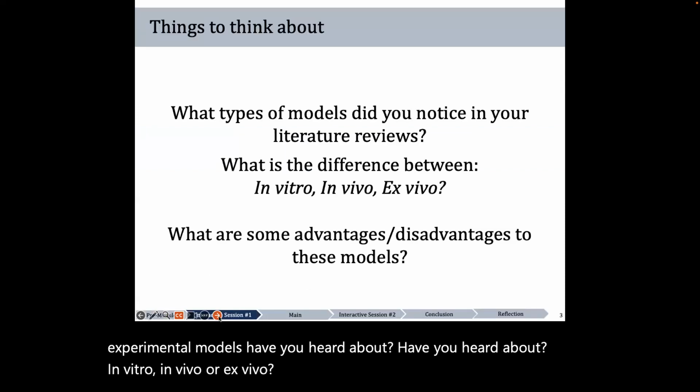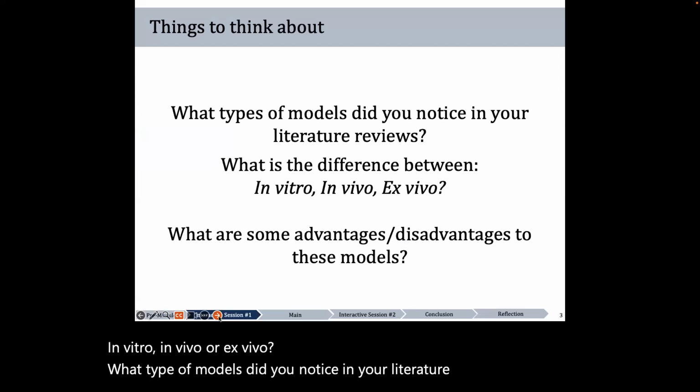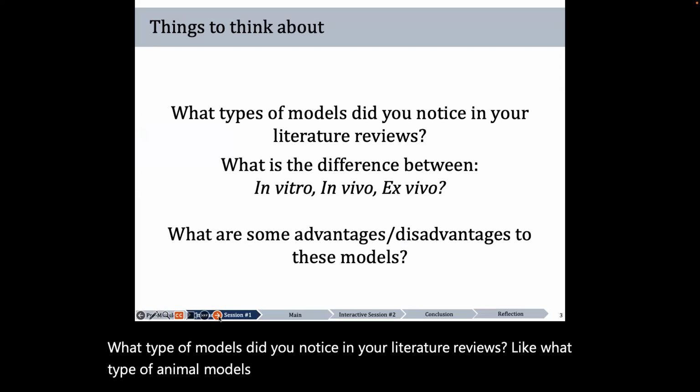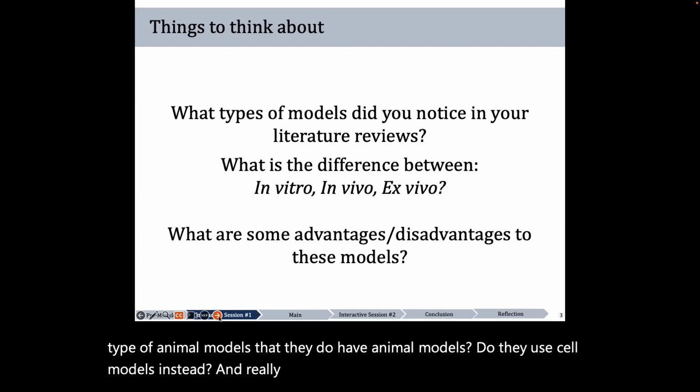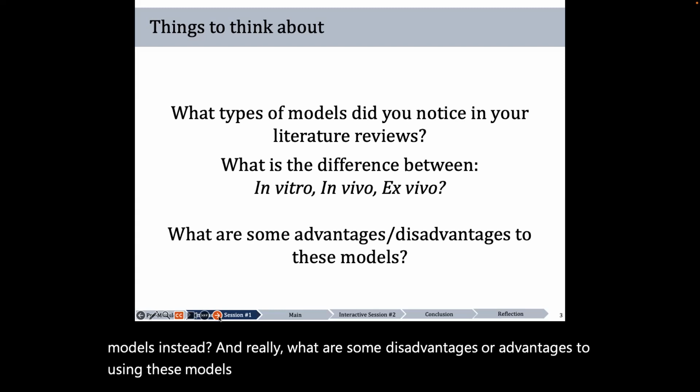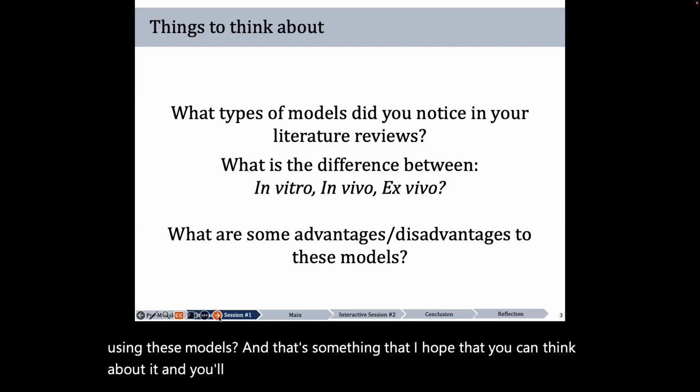What type of models did you notice in your literature reviews? Like what type of animal models, if they do have animal models, or do they use cell models instead? And really, what are some disadvantages or advantages to using these models? That's something that I hope you can think about and you'll learn more information about throughout this module, about what these different models are.